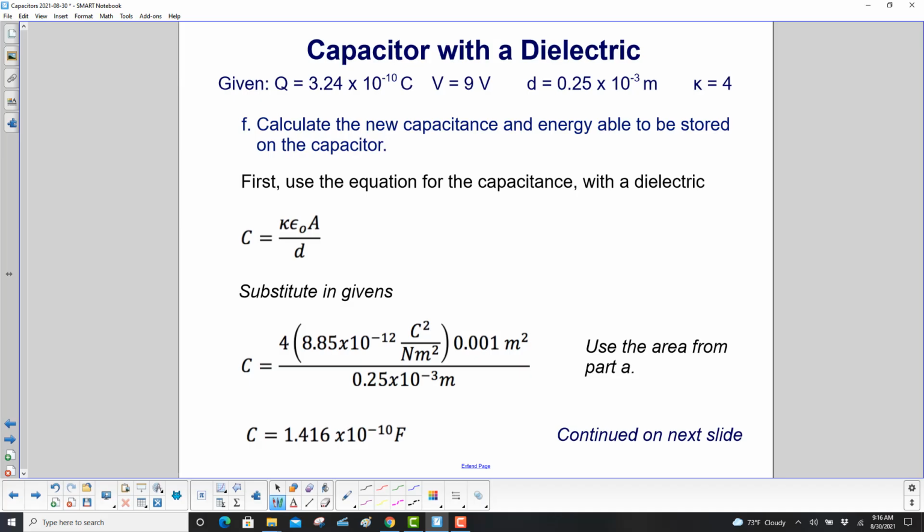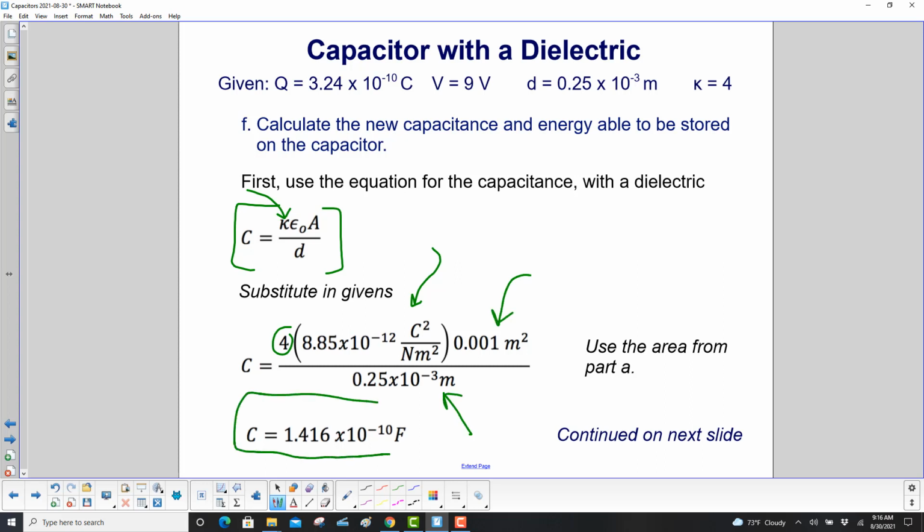Now we're going to find the new capacitance and the energy that is able to be stored on the new capacitor. So we start with the equation for capacitance with the dielectric, where kappa is a dielectric constant. We substitute in our givens. Here's a dielectric constant, here's epsilon 0, cross-sectional area of the plates, and here's the distance between the plates. We get a new capacitance of 1.416 times 10 to the minus 10 farads.